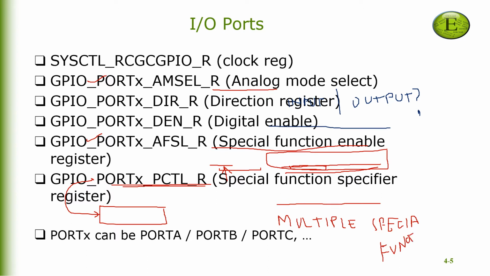This register, once again, the special function specify register, selects one of the special functions that we wish to perform on the port. And like we said before, the port X can refer to port A, B, C through port F.